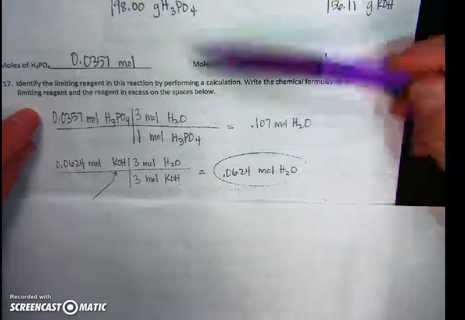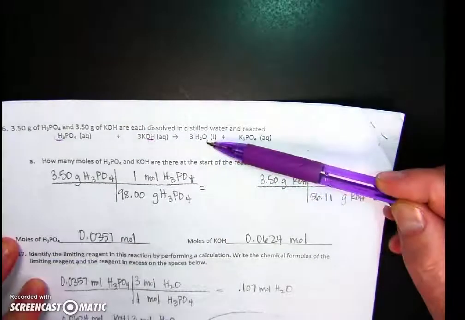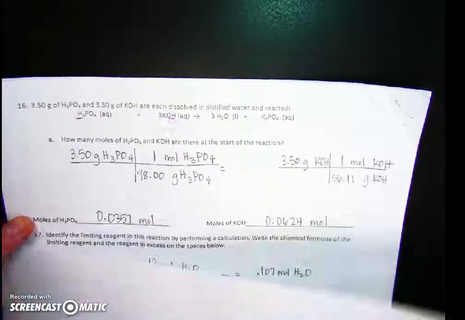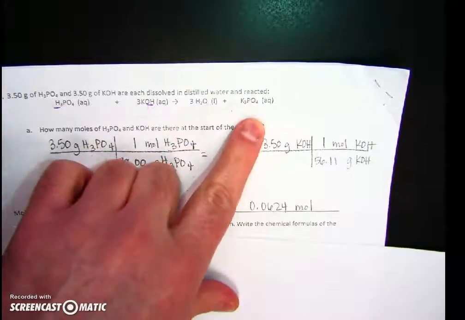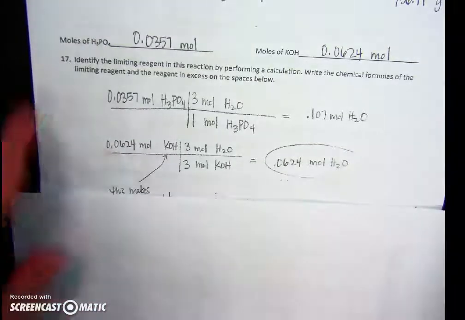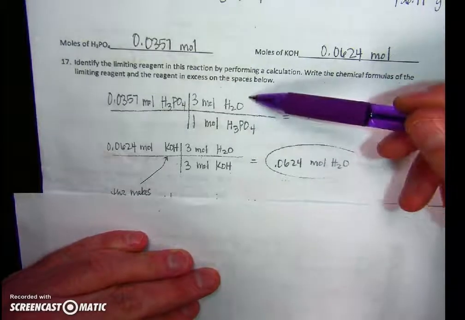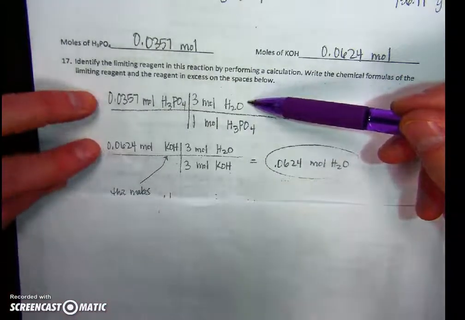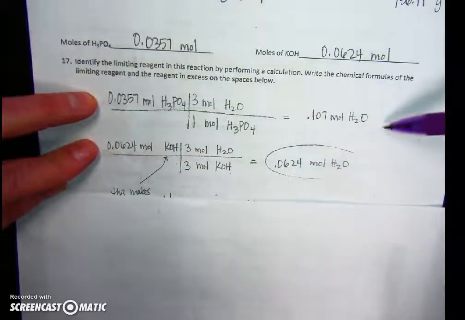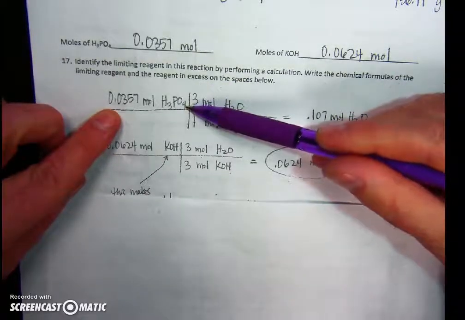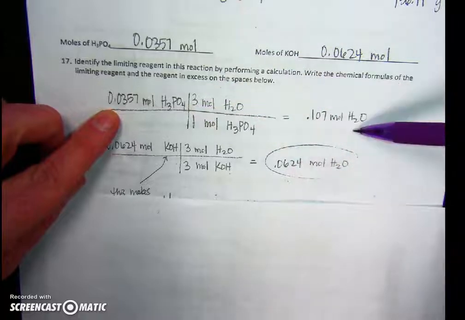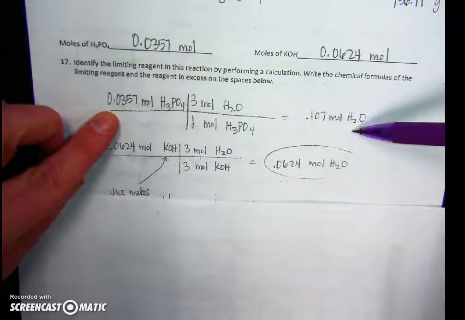She decided to pick one of the products. In this case, she decided to pick the water, although she could have picked K3PO4. You pick one, and what she did was she decided to answer the question, how much water would I make from each of these 2 starting places? If I use the H3PO4 as my starting, I get 0.107 moles of water made.